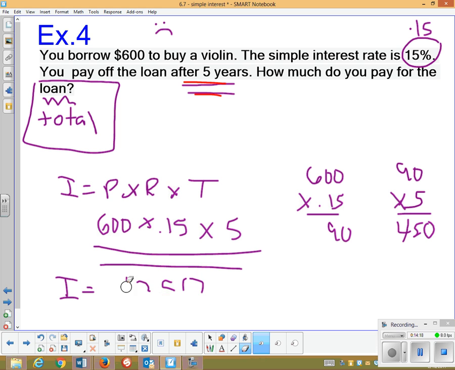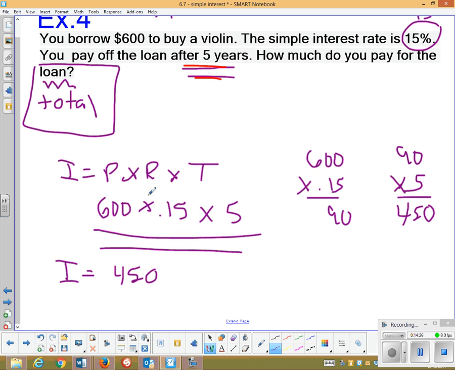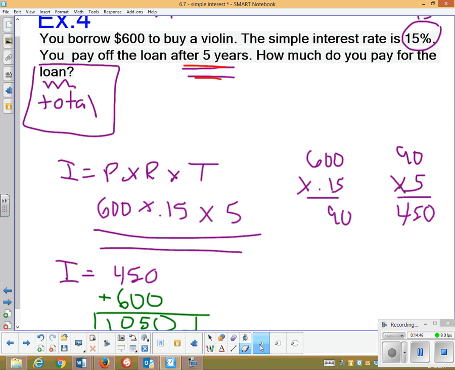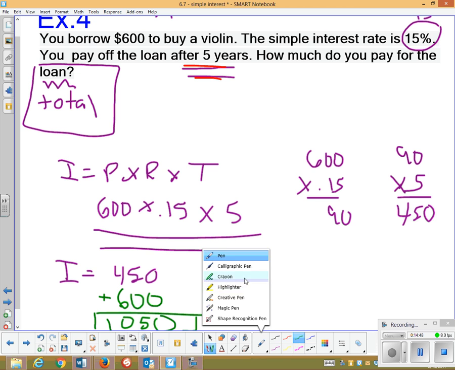So I'm going to erase this. Interest is $450. What does that mean? That means our extra money, the bad money we have to pay, will be $450. But what is the total loan? Well, I'm going to take that and add it to what I originally borrowed. How much did I originally borrow? $600. Take that, and when I add that together, I'm going to get a total of $1,050. And that $1,050 is going to be the amount that you owe back to the bank, not $600. Because you borrowed their money, you have to pay a penalty.